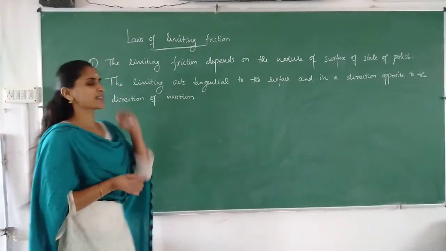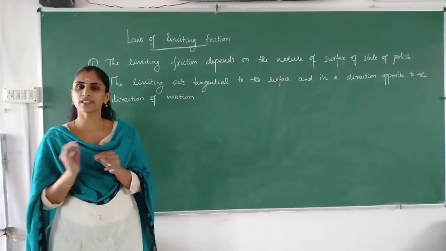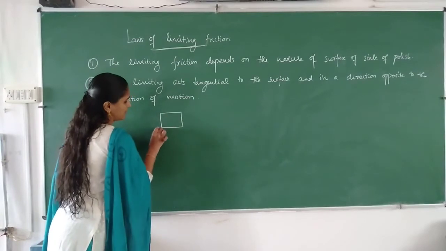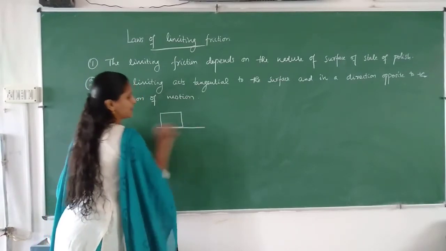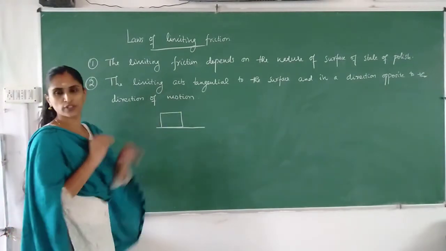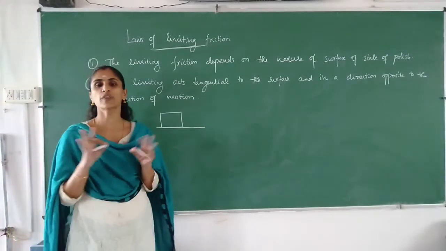The second law says that limiting friction acts tangentially. What is meant by tangential? Through the tangent. So, if our object is there and this is the surface, and in a direction opposite to the direction of motion. Opposite to the direction of motion means opposite to the direction of applied force.